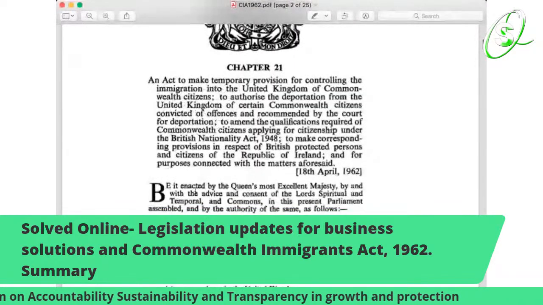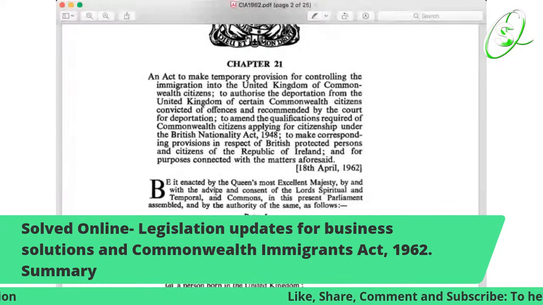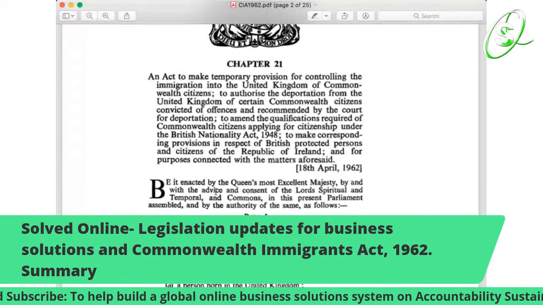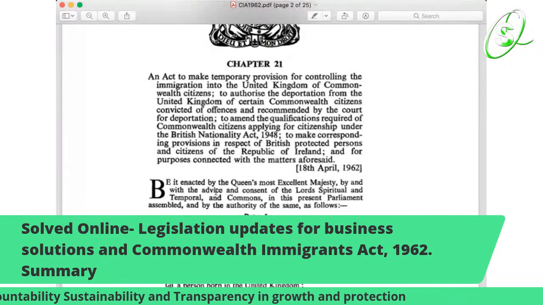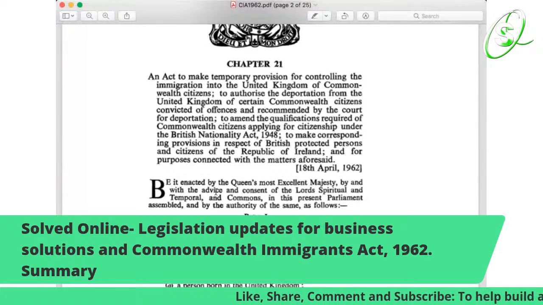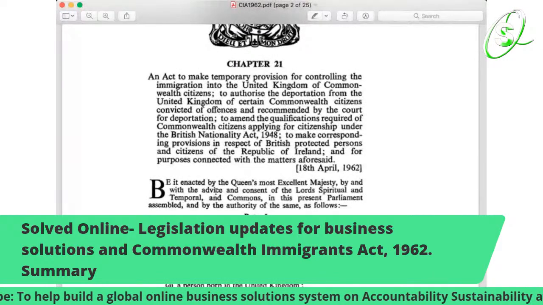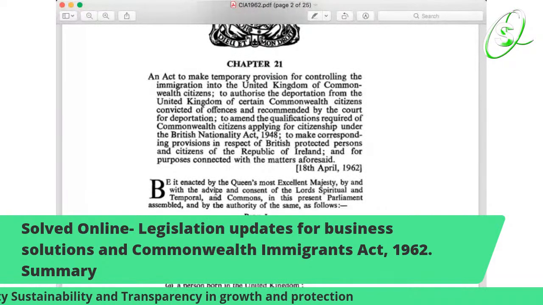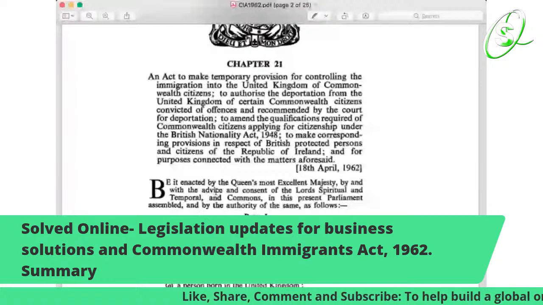So I'm going to show you, just read the whole long title. It goes: an act to make temporary provisions for controlling the immigration into the United Kingdom of Commonwealth citizens, to authorize the deportation from the United Kingdom of current Commonwealth citizens convicted of an offence and recommended by the court for deportation, to amend the qualifications required of Commonwealth citizens applying for citizenship under the British Nationality Act 1948, to make corresponding provisions in respect of British protected persons and citizens of the Republic of Ireland, and for purposes connected with the matters aforesaid.